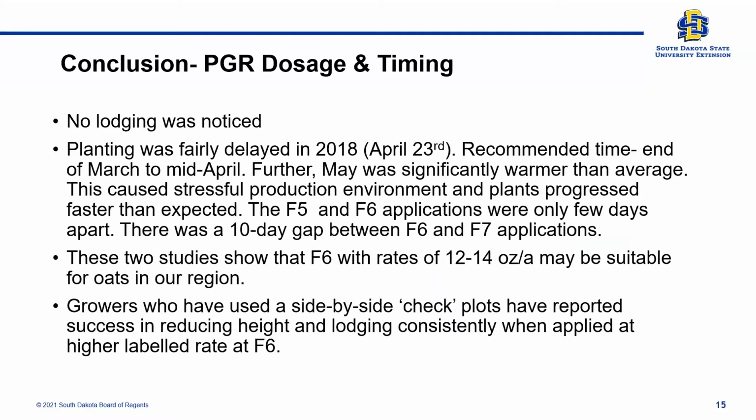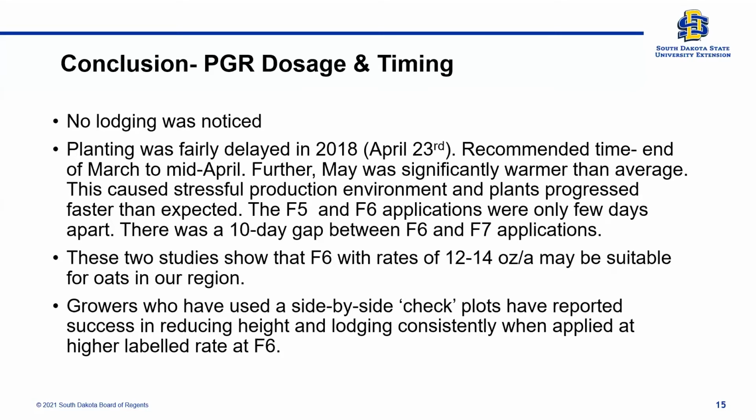So the conclusion from those 2 years is that there wasn't any lodging, so we couldn't really see the effect of PGR on lodging itself, but the plant height was different. And 2018 was really delayed planting, and because of the heat we had in May, the plant grew so fast that we could barely keep up with the F5, F6 and F7 growth stages, but we did our best.